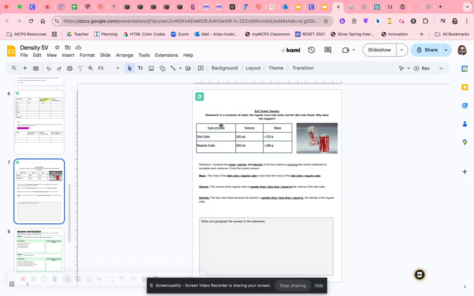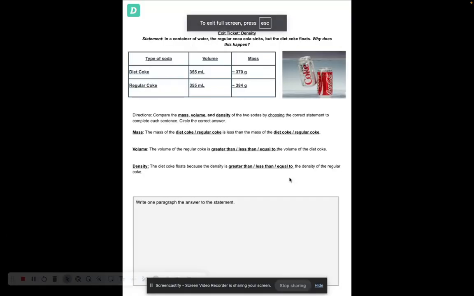So it shows you in here, you have in a container of water, the regular Coke, okay, sinks. But then for the Diet Coke, it actually floats. Look at the volume. For both of them, it's actually the same. Now look at the mass. Which one has higher mass? It's actually the regular Coke. So what you're going to do is compare the mass, volume, and density of the two sodas, and then you're going to choose the correct statement to complete each sentence.